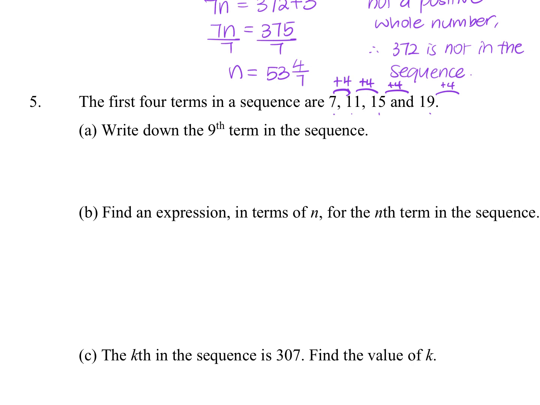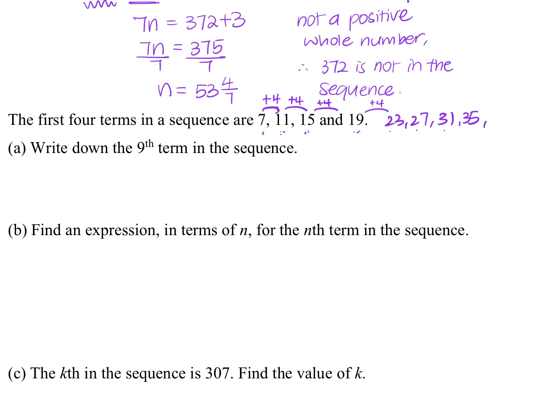Let me try getting the number. 19 plus 4 is 23, plus 4 is 27, plus 4 is 31. 1, 2, 3, 4, 5, 6, 7, two more: plus 4 is 35, plus another 4 is 39. So I know term number 9 is the value 39.